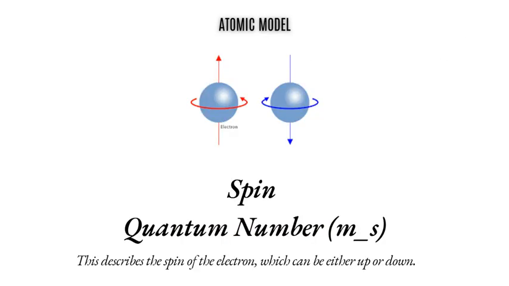The spin quantum number describes the spin of the electron, which can be either up or down. In each orbital, there can be one electron with a spin up and another electron with a spin down.